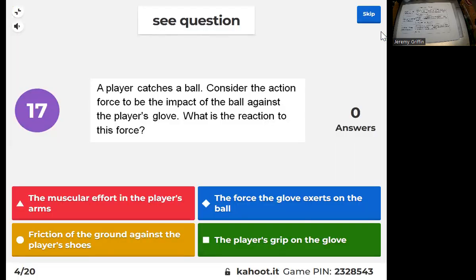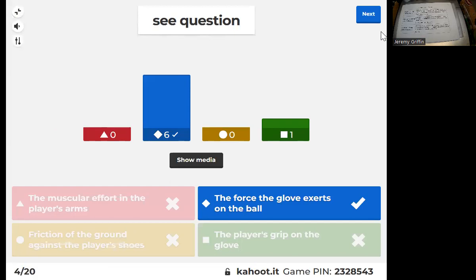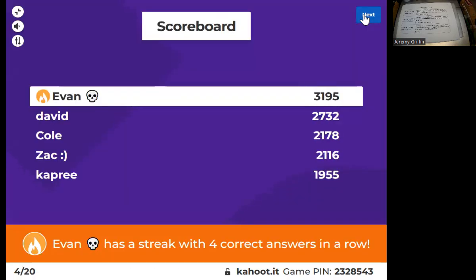Player catches a ball. Consider the action to be the ball against the player's glove. What is the reaction force? Ball hits glove. All right, you guys are getting this. Yeah, the glove back on the ball. Which force is bigger, though? The ball hitting the glove or the glove pushing back against the ball? They're equal. Same force. All right, Evan on fire. We got David, Cole, Zach, and Capri round out the top 5.